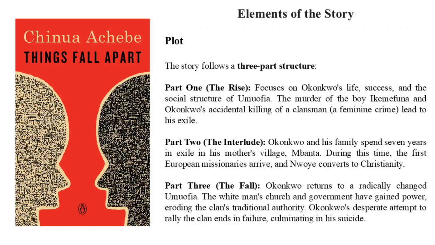3. Part 3, The Fall. Okonkwo returns to a radically changed Umuofia. The white man's church and government have gained power, eroding the clan's traditional authority. Okonkwo's desperate attempt to rally the clan ends in failure, culminating in his suicide.